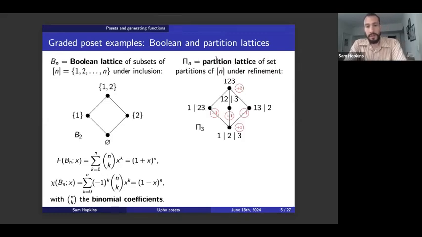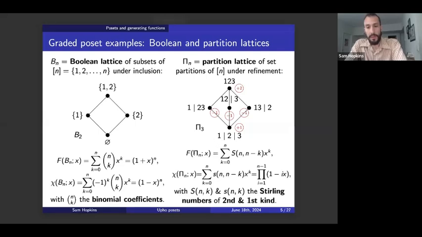Another very well-known family of finite graded posets are the partition lattices Pi_n, which are the lattices of set partitions of the numbers 1 up to n under refinement. So this is the partition lattice Pi_3. It's well known that the coefficients of the rank and characteristic polynomials for the partition lattices are the Stirling numbers of the second and first kind. And that means that the characteristic polynomial of the partition lattice factorizes in a very nice way, as shown here. So again, these are standard examples.